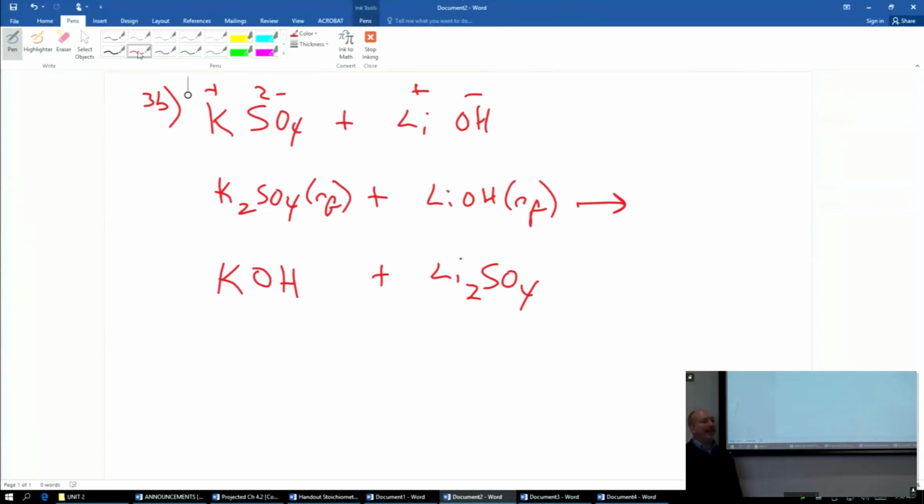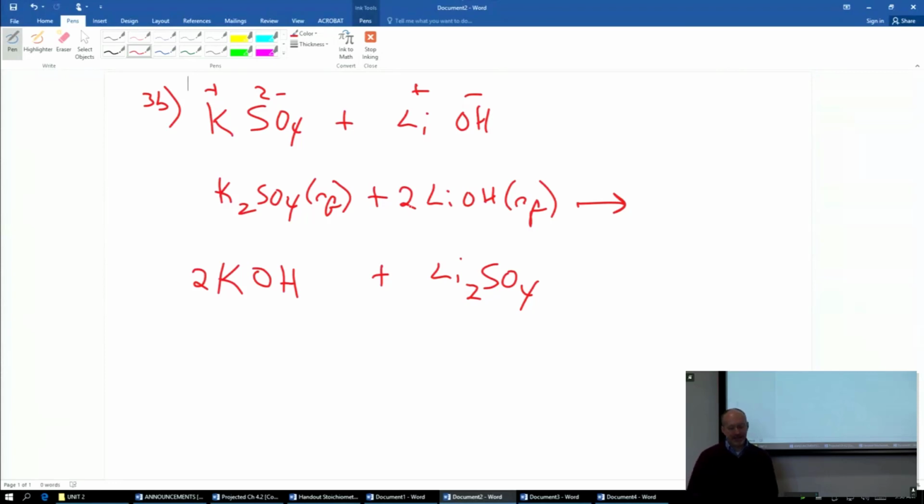And now I need to balance everything electrically. All right, so I've got 2 potassium, so I might start there with the 2 in front of the potassium. That gives me 2 OHs, so I need a 2 in front of the lithium hydroxide. That gives me 2 lithiums. That's set. Check my sulfates, I'm good to go. And so that works.